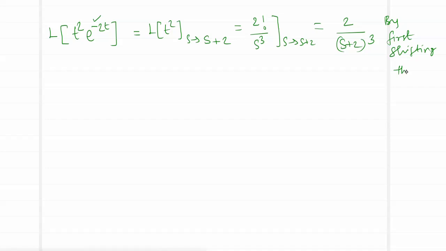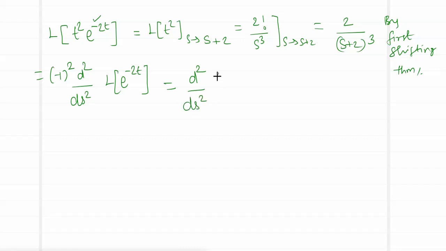This is by your first shifting theorem. Now let me apply the theorem or property of derivatives. It is power 2. So what will happen? I can rewrite it as minus 1 the whole square, d squared by ds squared of Laplace of e power minus 2t. Now minus 1 the whole square makes it plus 1. So d squared by ds squared of, what is Laplace of e power minus 2t? It is 1 divided by s plus 2. So this s plus 2 has to be differentiated how many times? 2 times. Come on, let us differentiate it one time first.